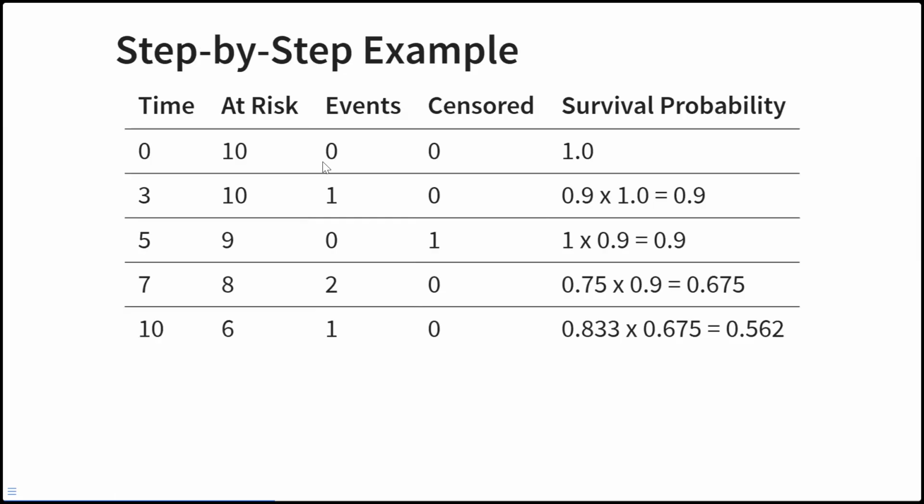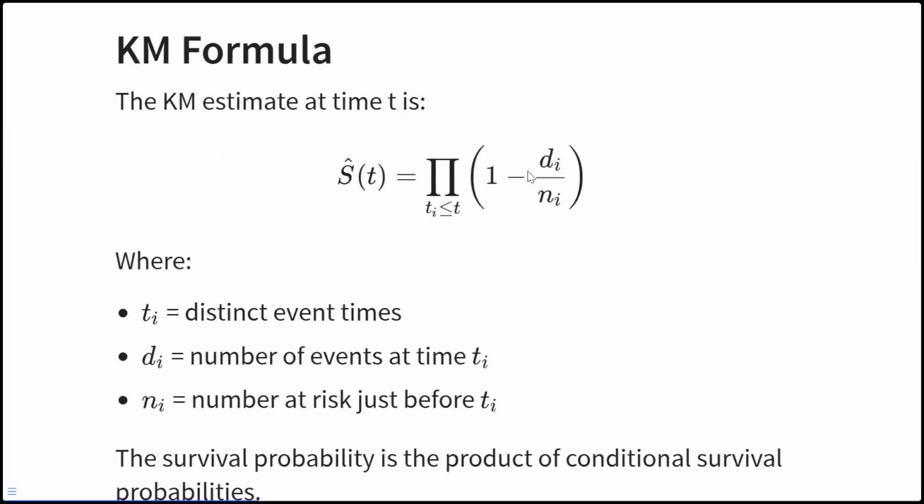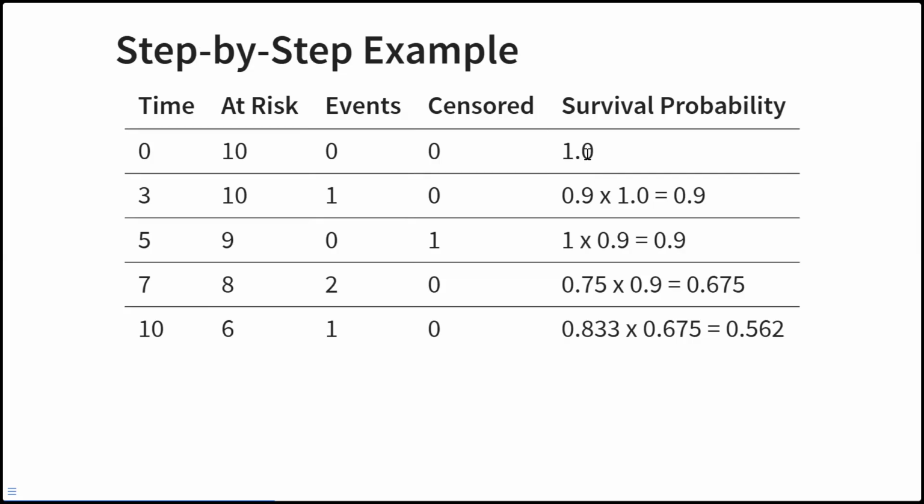0 divided by 10, we have 0. Then we now say 1 minus 0, which is going to give us 1. Then at time 3, we have 10 at risk. 10 of them at risk at time 3, but one of them died at that time 3, which can be after 3 days. But none of them were censored after this particular time. So we're still going to say 1 divided by 10, which is going to give us 0.1.